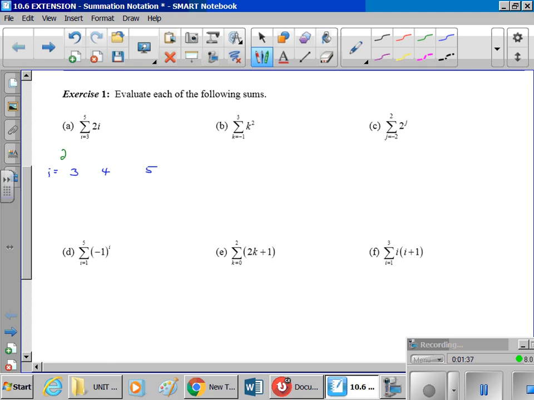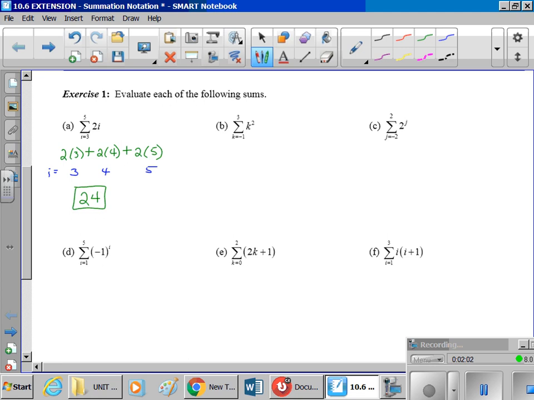That means this is going to be 2 times 3, this is going to be 2 times 4, this is going to be 2 times 5. And when you have summation, it means we're going to add each of those terms. Once you add them all up, we're not going to spend a lot of time with the addition because I'll help you out with that. The answer to this one is simply 24.